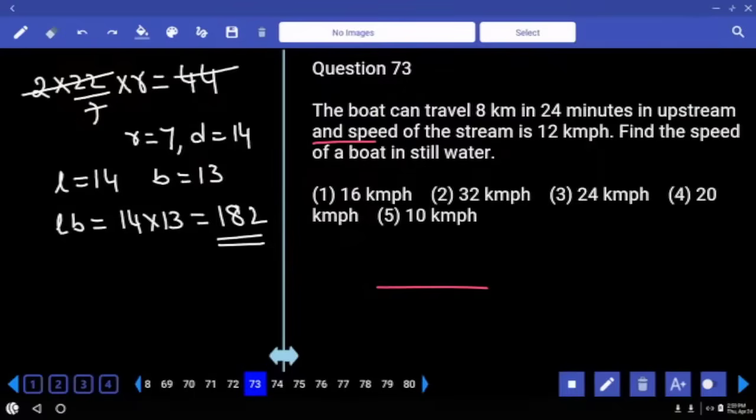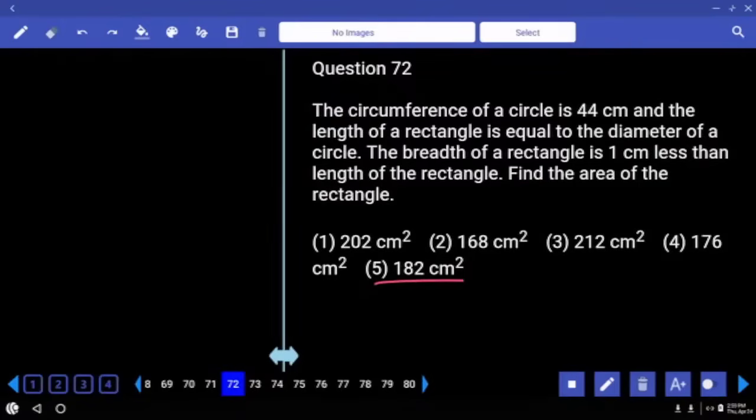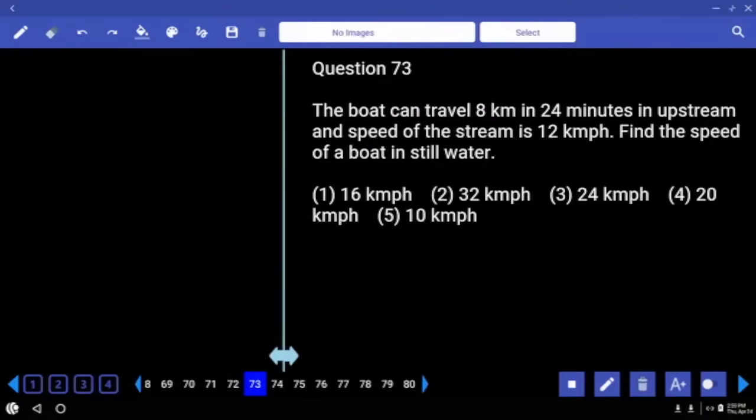Next question. I told you, the answer is done. I did something. I've underlined the answer, it is 182.